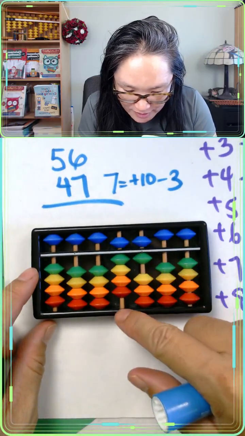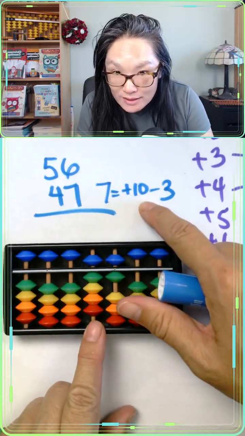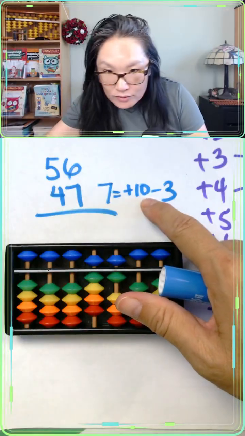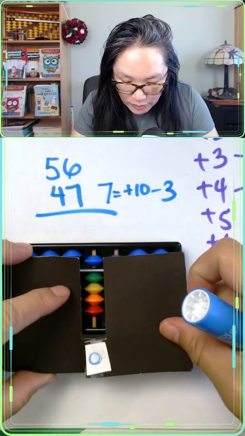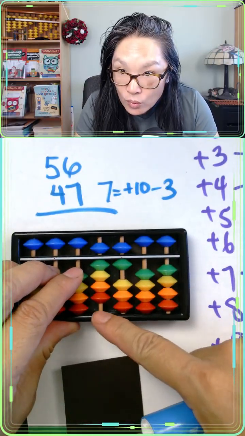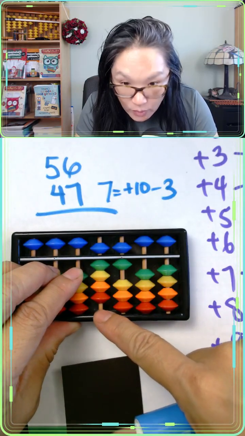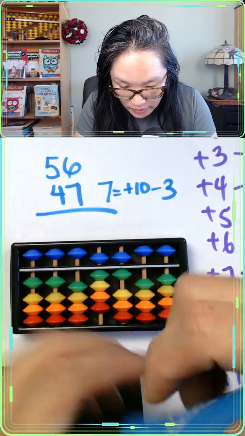Add the 7 plus the 10. Right. We're going to do the 10 first. Okay? So plus the 10. What do we do? Plus the 10. 1, 0. Plus the 1. What are we going to do?